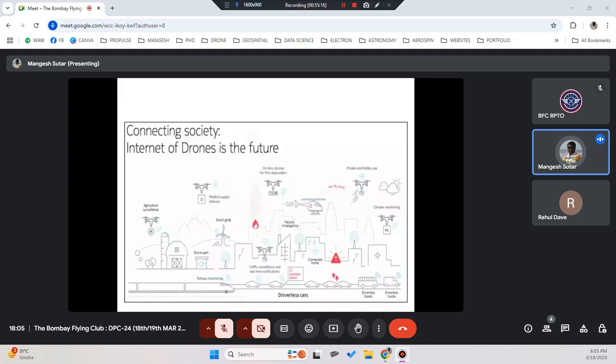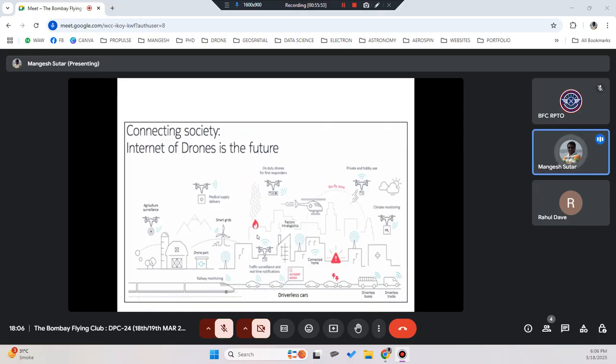So if you see this last picture, which we call the connecting society or internet of drones in the future, it could be in agriculture surveillance or agriculture spraying, seeding, or medical supply delivery, smart grids, monitoring your windmills, or maybe towers, power line towers and all the things, or drone ports, where you can land your drone from one location to another location, change the battery and all that, or servicing can happen, traffic surveillance can happen, factory monitoring or factory intralogistics happen. Within the factory, you want to move the material from one place to another place.